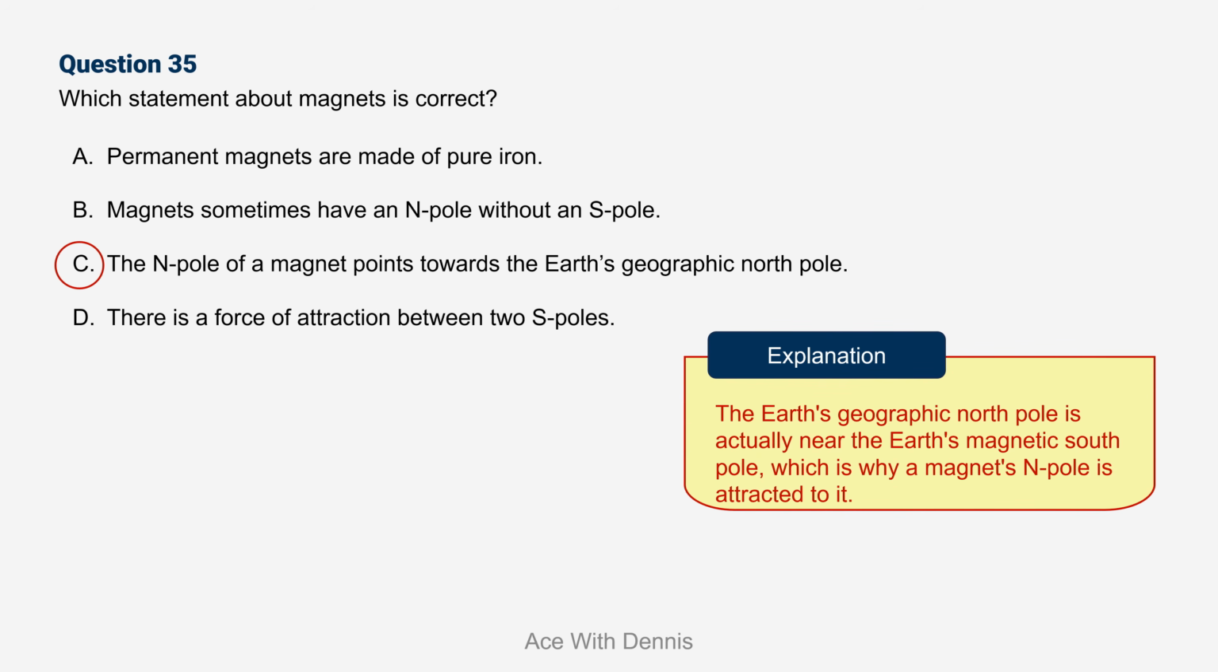So here's the explanation. The Earth's geographic north pole is actually near the Earth's magnetic south pole, which is why a magnet's north pole is attracted to it. Now, why is option A wrong? Because permanent magnets are not made of pure iron. For B, magnets must have both a north pole and a south pole, so it cannot be without a south pole. And for option D, it is not a force of attraction between two south poles. So remember, like poles will repel, so it should be the force of repulsion.